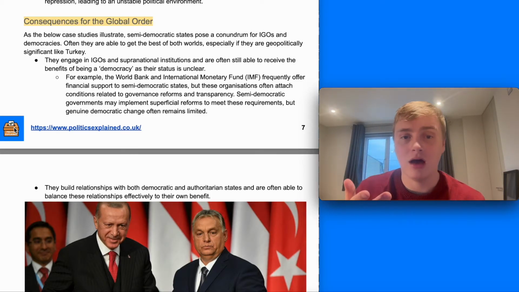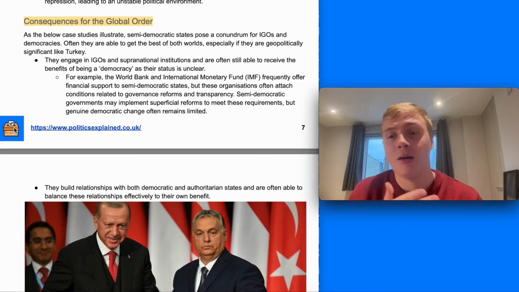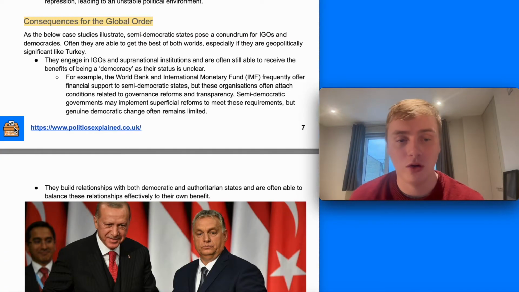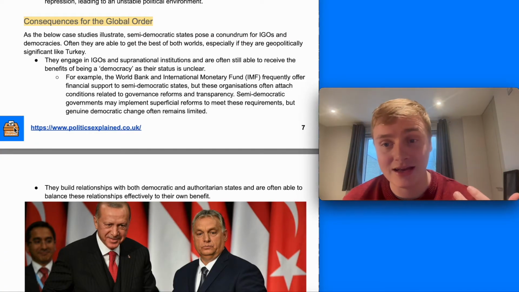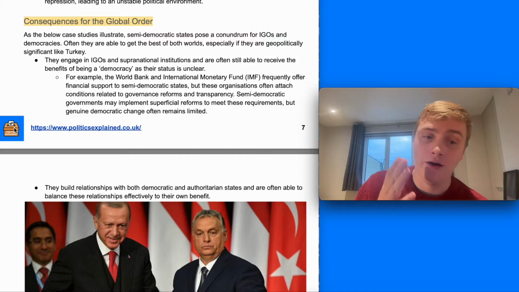And semi-democratic governments may implement superficial reforms to meet these requirements, but in reality, real democratic change is limited, and the leaders maintain their control, or they might maintain the benefits of being a member of the European Union, which we're going to look at for Hungary in particular.